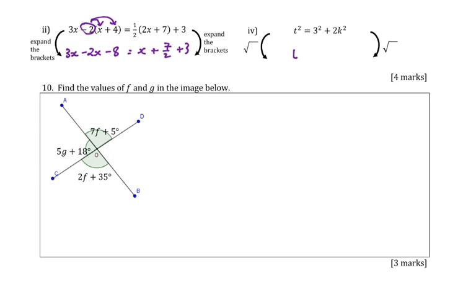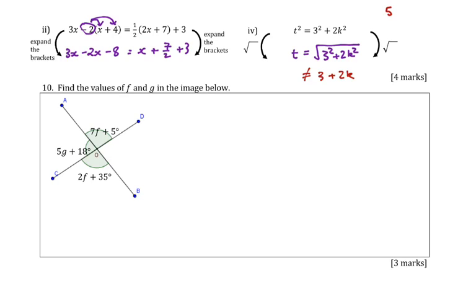Over here, part 4, we have to take the square root of t squared, which is just t. And then the square root of the right-hand side, where you can't square root terms. You can only square root sides. So it's just square root of the whole thing. You can't do anything else. It is not the same as 3 plus 2k, which is a common mistake.